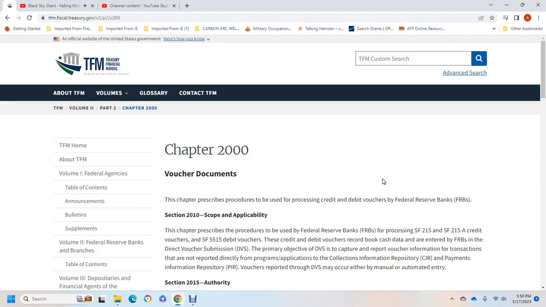Alright, Volume 2, Part 2, Chapter 2000, Voucher Documents. The chapter prescribes the procedure for the use of the credit and debit voucher process with the Federal Reserve Bank. Section 2010, Scope of Applicability.